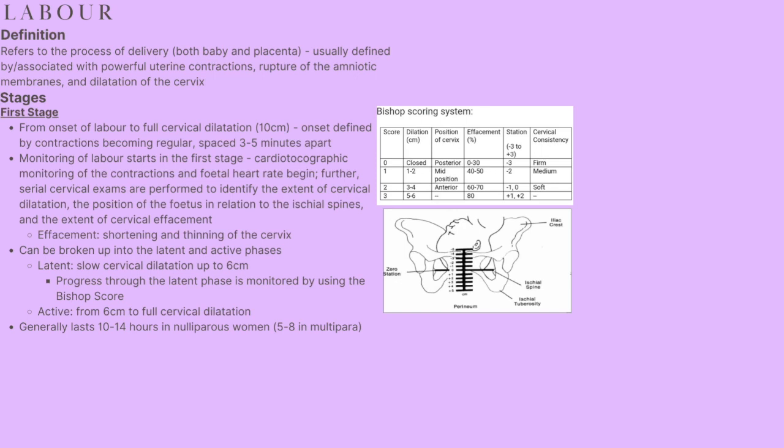The full first stage of labor typically lasts between 10 and 14 hours for a nulliparous woman, that is, a woman having her first child, and 5 to 8 hours for a woman who has had a child before.